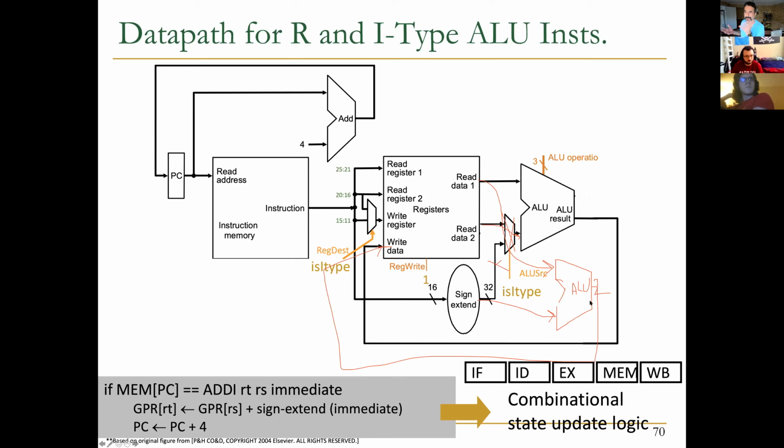Like for R type, we need add, we need logic and, right? The same thing for I type instruction. We need the same sort of functions. Like we replicate the same ALU twice, instead of adding this mux here. We make it clean, and depending on the instruction, we wire it to the right ALU. Does it make sense?